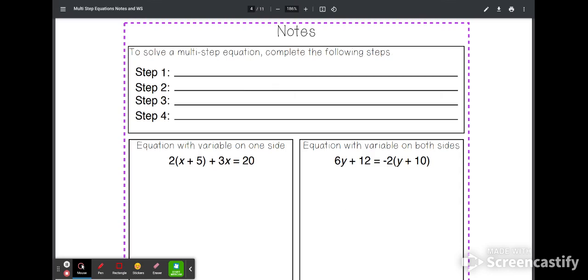Hey, so I wanted to record this video to help those of you that are ready to start solving equations, so that when people are ready, we can have these tools in place. This is going to be like your notes or your foundation for solving equations.